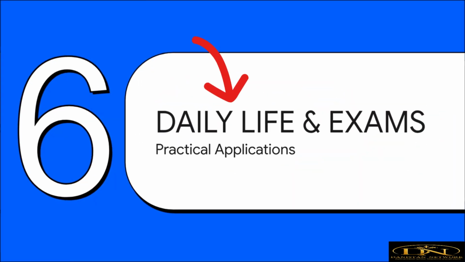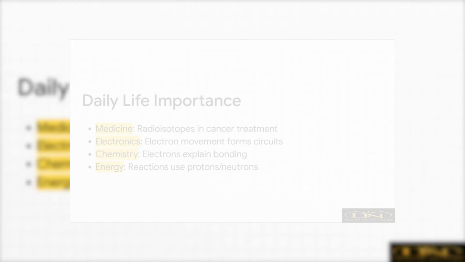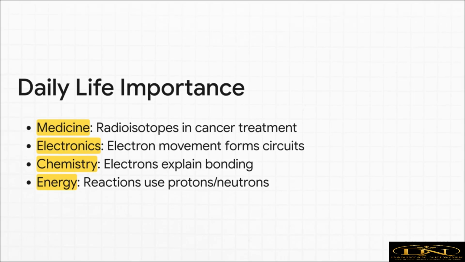Section 6. Daily Life and Exam Tips. Practical Applications. Now, why do we care about protons, neutrons, and electrons outside of a chemistry classroom? Well, because these incredibly tiny, mostly empty structures dictate absolutely everything in our daily lives. In medicine, specific radioisotopes are utilized for advanced medical imaging and cancer treatment. In electronics, the precise movement of those nimble, negatively charged electrons forms the basis of literally every electrical circuit, including the rechargeable lithium battery sitting in your phone right now.